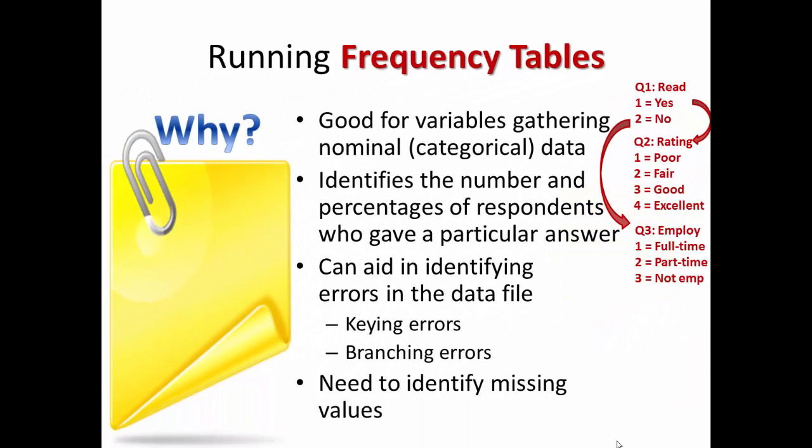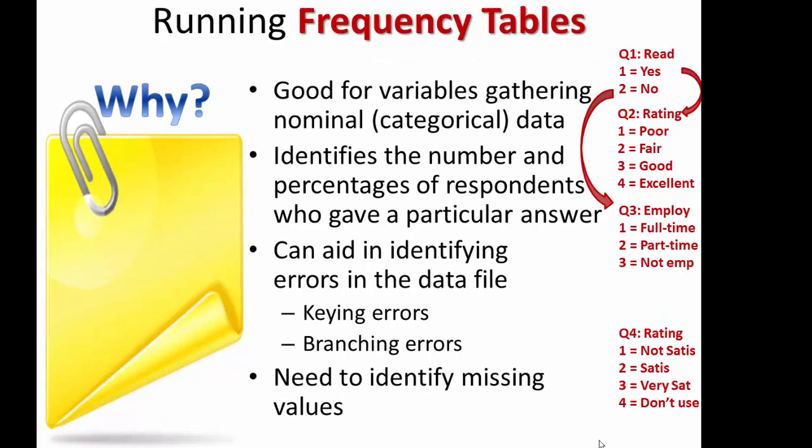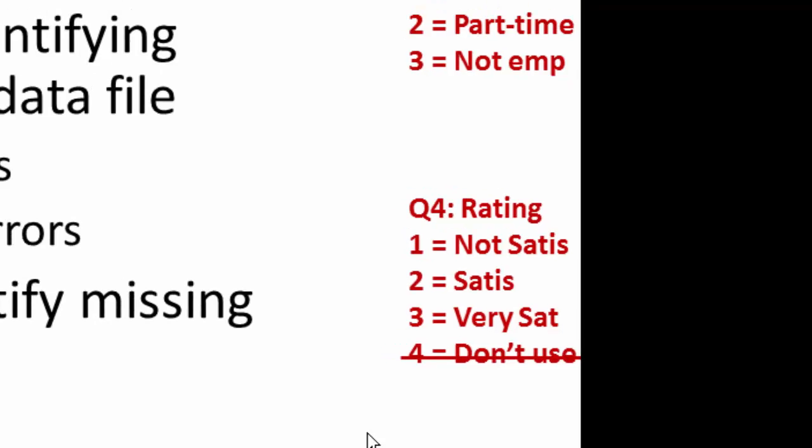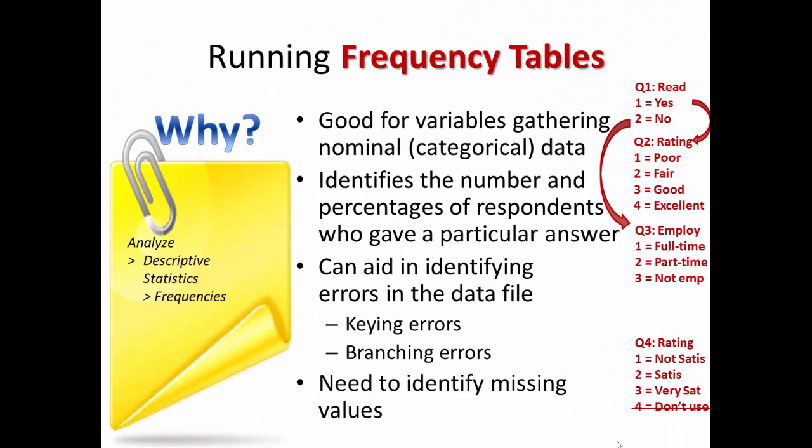You may also determine from running the frequencies that there are some areas where you have to identify missing values. You'll find this a lot in a scale question. So let's say question 4 has to do with satisfaction, and you want to run a mean, but the mean should only range between 1 of not satisfied to 3 very satisfied. But you happen to have a 4th column for those people who said they don't use it. You would then want to declare the 4th category of don't use as a missing value. This is a very simple procedure as well.